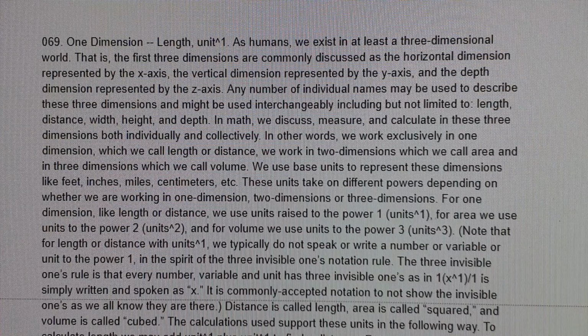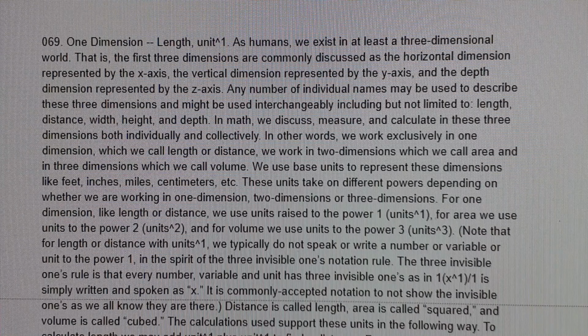Distance is called length, area is called, quote, squared, end quote, and volume is called, quote, cubed, end quote. The calculations used support these units in the following way. To calculate length, we may add unit to the 1 power plus unit to the 1 power to find a distance.